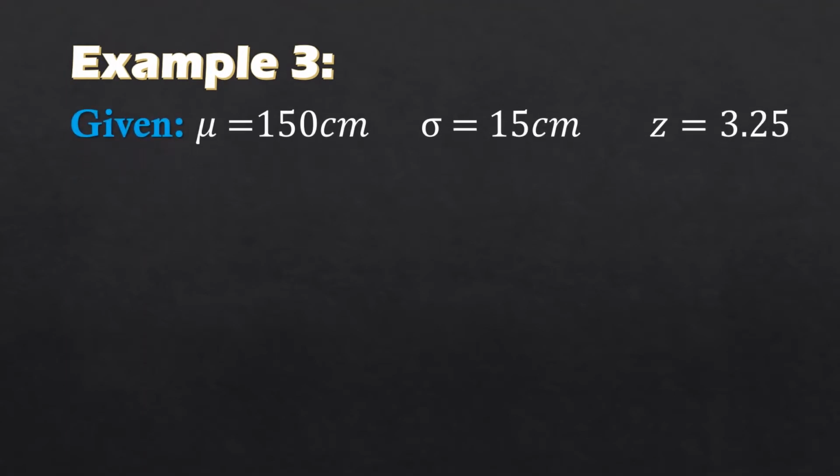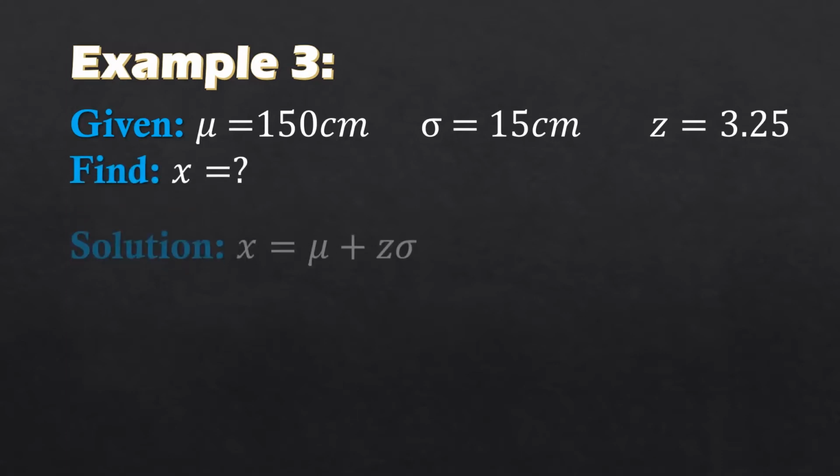So for the solution of example 3, we have here the given. The mean height, the average height of all the teachers in Santa Catalina National High School, is 150 centimeters. The standard deviation is 15, and the z-score is specific for Sir Victor. Sir Victor's z-score is equal to 3.25. So we are going to find the x, or the height of Sir Victor.